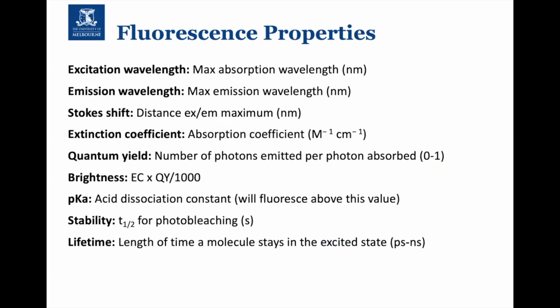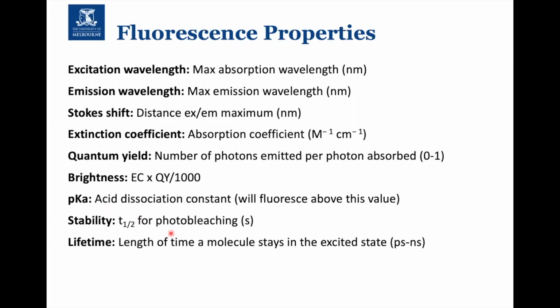There are a number of other properties that are important to think of when we look at fluorescent molecules. So things like the extinction coefficient, which is basically an absorption coefficient. The quantum yield, so the number of photons that are emitted per photon that's absorbed. The brightness of the molecule, which is the extinction coefficient multiplied by the quantum yield divided by 1,000. The pKa is an interesting one. That's the acid dissociation constant. Essentially, the fluorophore will fluoresce above that pH value. So some of the fluorophores can be very, very pH sensitive.